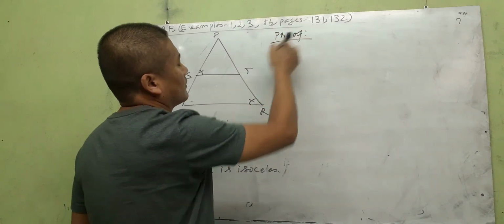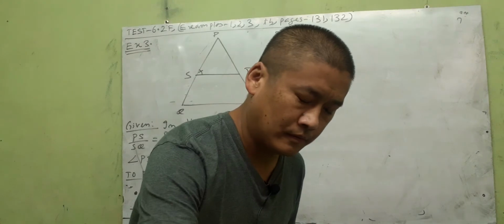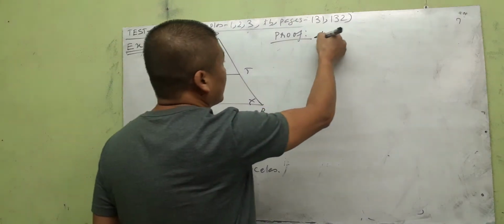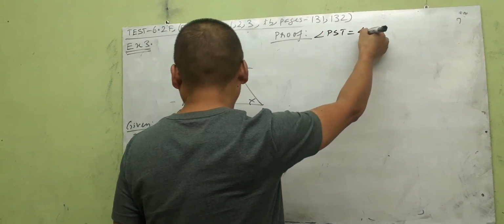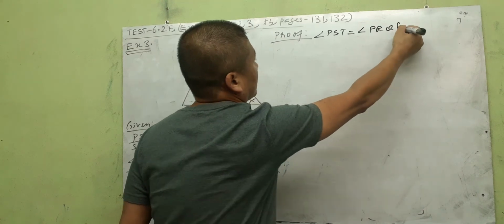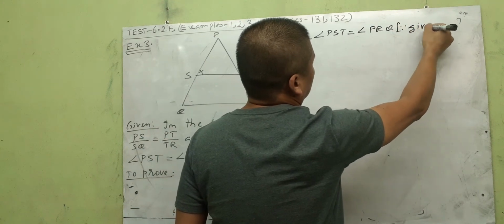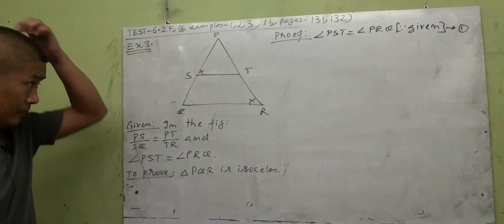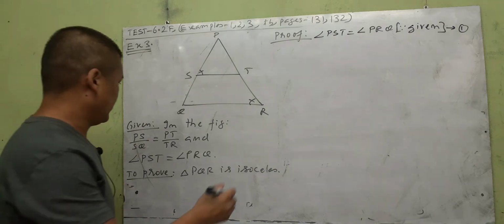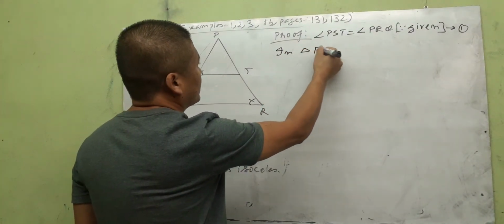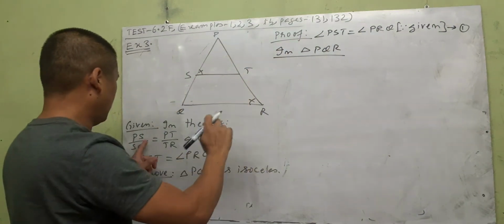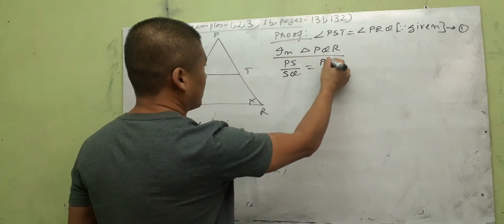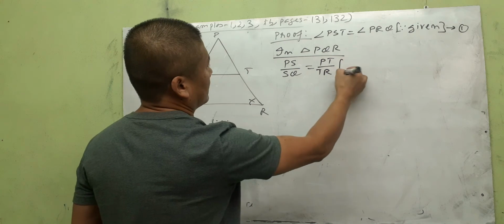Let us say proof. Angle PST is equal to angle PRQ, given already, so we write here, given to us, question number 1. Now I'm going to write next, in triangle PQR, the big one, the full triangle, PS by SQ is equal to PT by TR is also given.